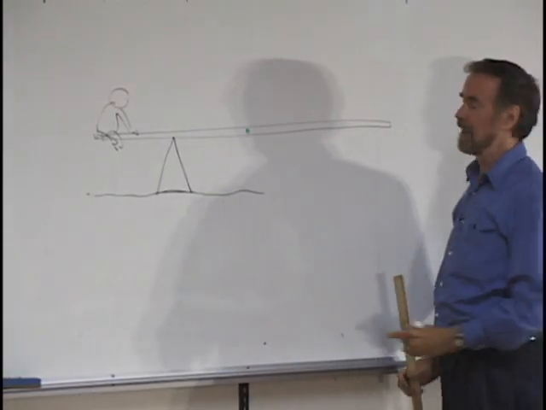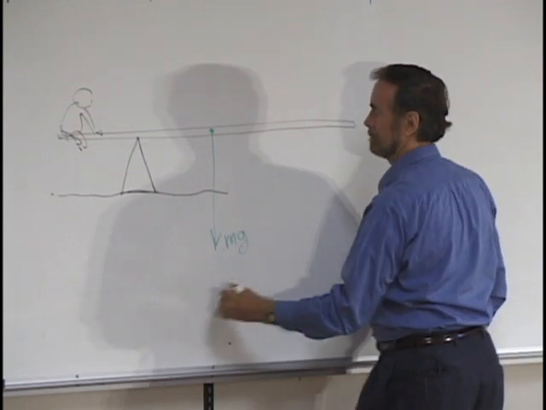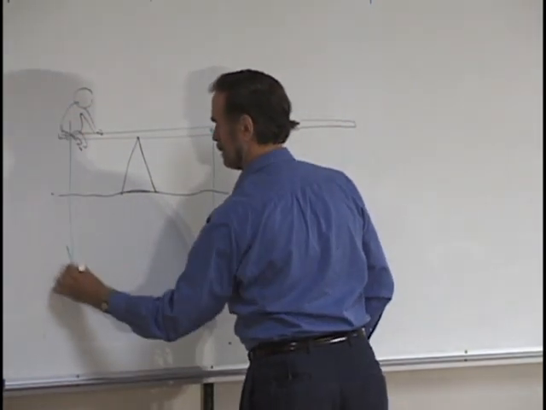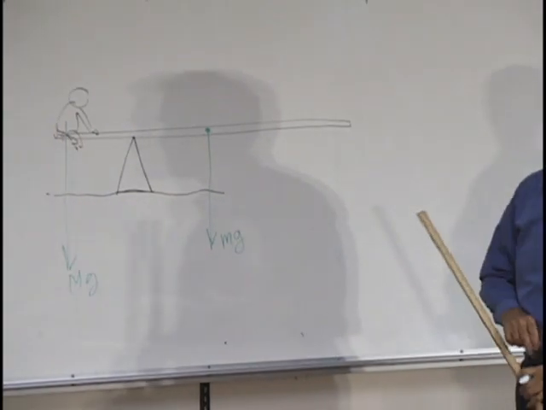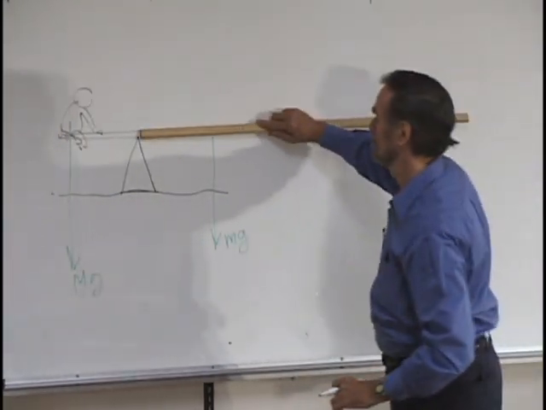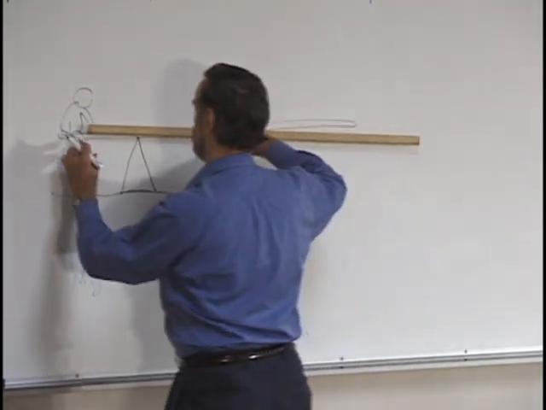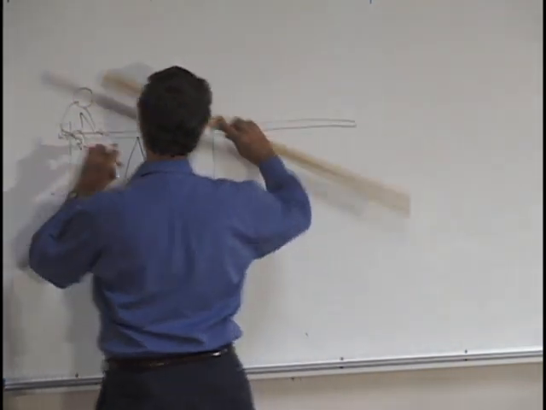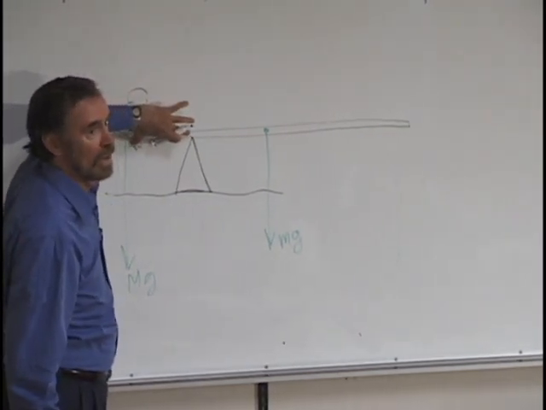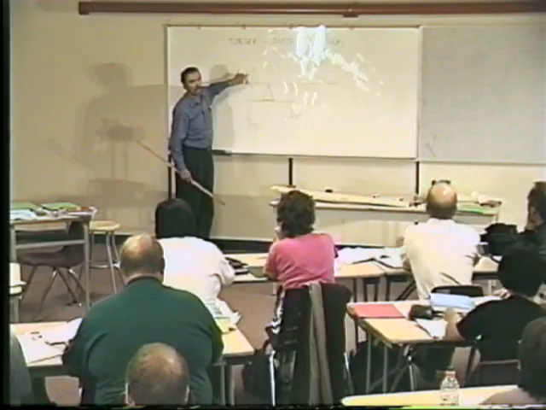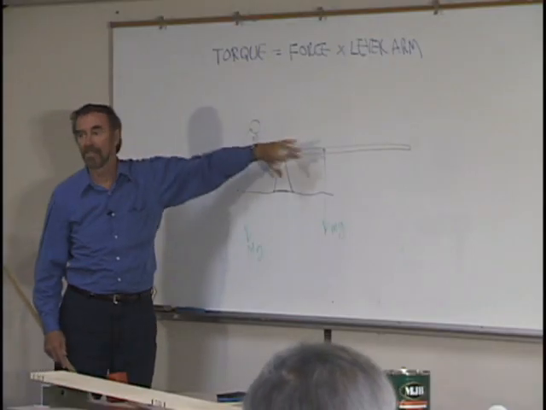Center of gravity is here. Hard to tell. This distance is 22 centimeters. This distance is 19 centimeters. A little bit shorter. So which weighs more? The boy? How many say the boy? How many say no? Same, even though these distances are different.